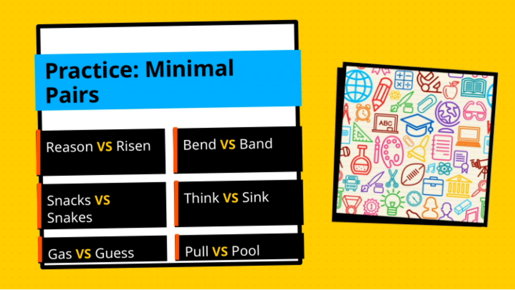Then we have snacks versus snakes. Here, the ending sounds are different. S versus S with a long sound in snakes. These small vowel changes can be confusing, but are crucial for correct pronunciation and understanding. Next, bend versus band.